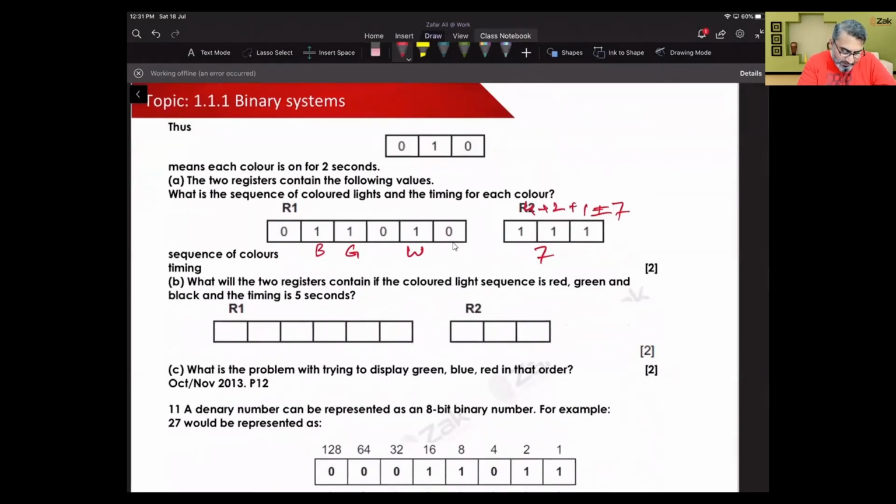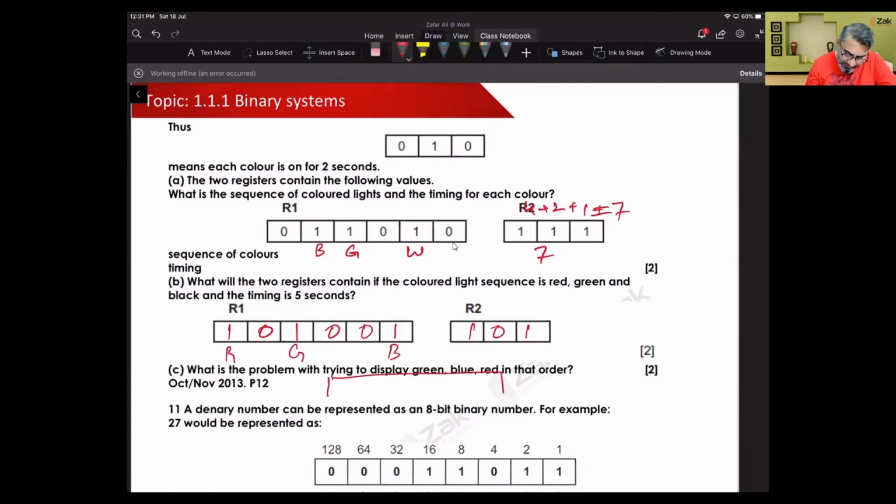What will the two registers contain if the colored light sequence is red, blue, green, and black? Okay, so red, green, and black, and for 5 seconds. So 1, 2, 4, 5 seconds. What is the problem with trying to display green, blue, red?